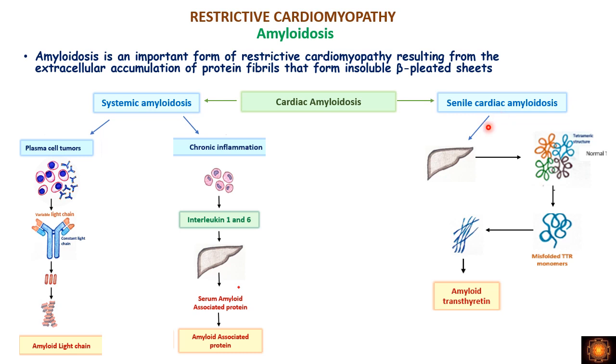So in the normal condition, the liver produces transthyretin and the transthyretin molecule is a tetramer. In certain conditions where you have a genetic abnormality, monomers are produced, and these monomers of transthyretin are very resistant to degradation. They are insoluble. So these transthyretin molecules get deposited in the heart, and that is the cause for senile cardiac amyloidosis. So in amyloidosis, the heart is involved as a part of senile cardiac amyloidosis or as a part of secondary amyloidosis.